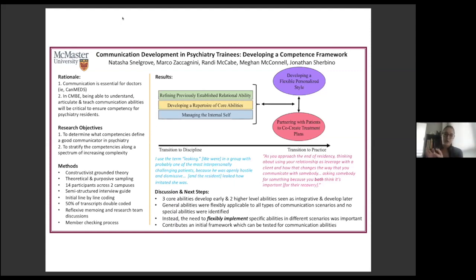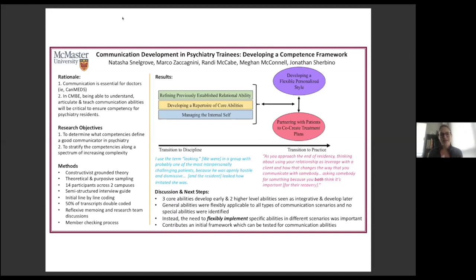The final two abilities that develop later in residency are around developing a flexible, personalized style, where residents are pulling in all these abilities that they begin to develop and hone in early residency to flexibly interview different types of complicated patients in different types of situations. This really dovetails with that last theme around partnering with patients to co-create treatment plans. And I think the quote really sums up what we're getting at here.